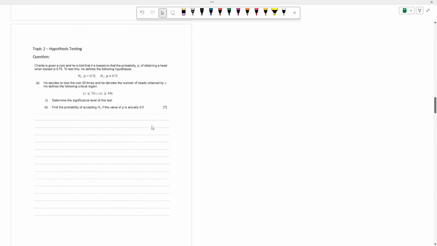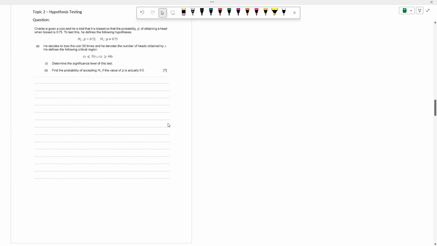Okay, number 2, we have hypothesis testing. So Charlie is given a coin and he is told that it is biased, so the probability P of obtaining a head when the coin is tossed is 0.75. To test it, he uses these hypotheses. He decides to toss the coin 50 times and he denotes the number of heads obtained by X. He defines the critical region as this, so he's done all that bit for me.